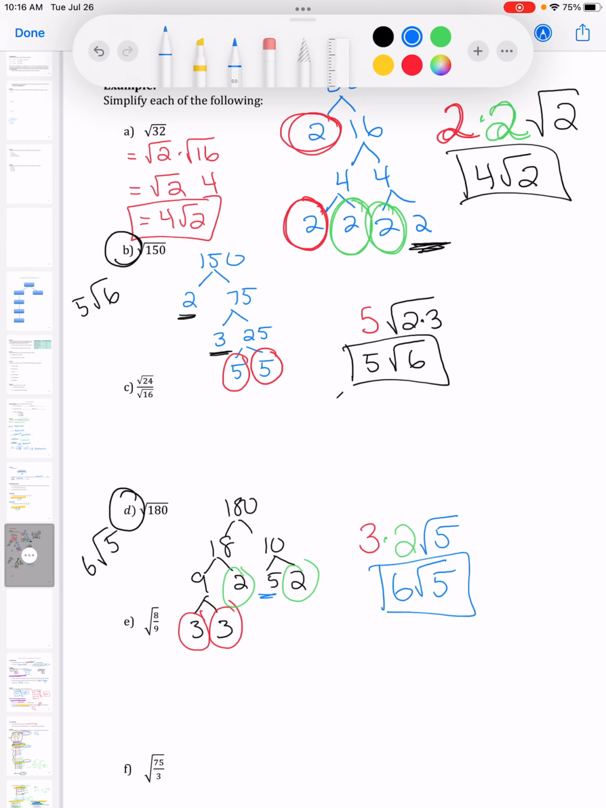Again, you could have broken 180 down. It should have been 36 times 5 is how you'd break it down with the product rule, that second way I showed you.